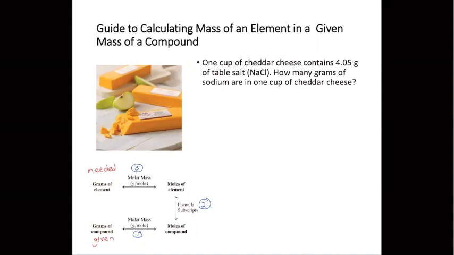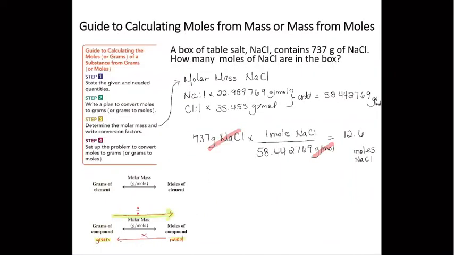So the first thing that we're going to write is the amount given, that in here is 4.05 grams of NaCl. And then we have 3 conversion factors. In our conversion factor number 1, as you can see, we're going to utilize the molar mass of the compound to find the moles of the compound. So we are going to divide by the molar mass of the compound, okay? And in a previous problem, we already determined the molar mass of NaCl. As you can see, it is 58.442769.